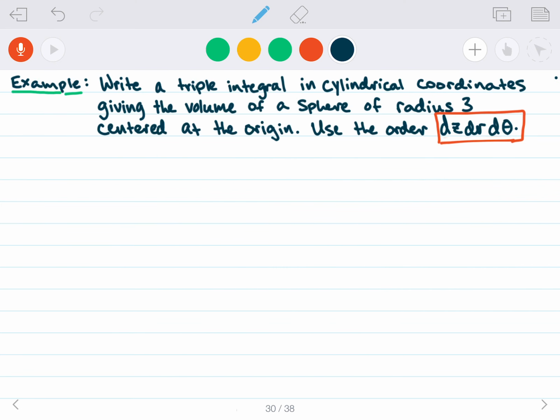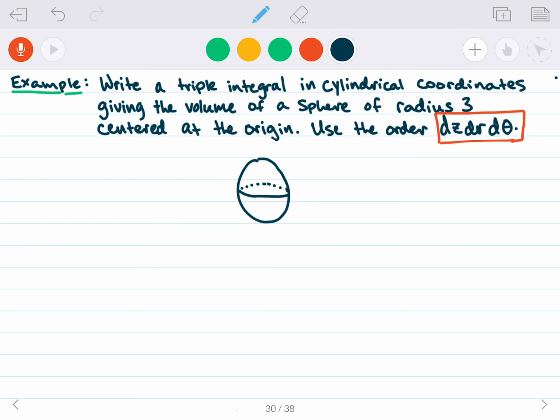Okay, so we want to write a triple integral in cylindrical coordinates giving the volume of a sphere of radius 3 centered at the origin. Use the order dz, dr, d theta. When we're finding the volume with triple integrals, we are integrating 1, and the bounds of our integral are going to be the region that we're trying to find the volume of. So all we need to do is describe the region of the sphere centered at the origin. That's our main task, so that we can integrate and figure out what the volume is.